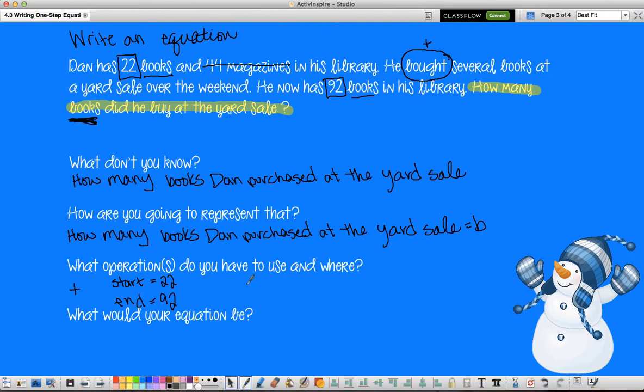And I want you guys doing this every time. So if he started with 22 books, I know that I have to do my start. I'm adding to my start, and I'm adding what he purchased, and it should give me his current total. So in this case, my equation would be 22 plus B, because we don't know how many he purchased, equals 92.